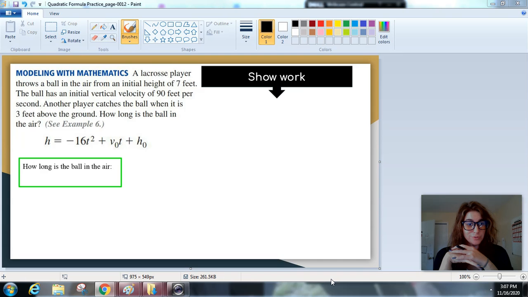And we're going to tend to round to the nearest hundredth, which is your second decimal place, unless they tell you otherwise. All right, so in this problem, we have a lacrosse player who has the ball in his net. He's going to toss it from an initial height of 7 feet with an initial velocity of 90 feet per second. And his teammate catches it at 3 feet above the ground. So we want to know how long the ball is in the air for.